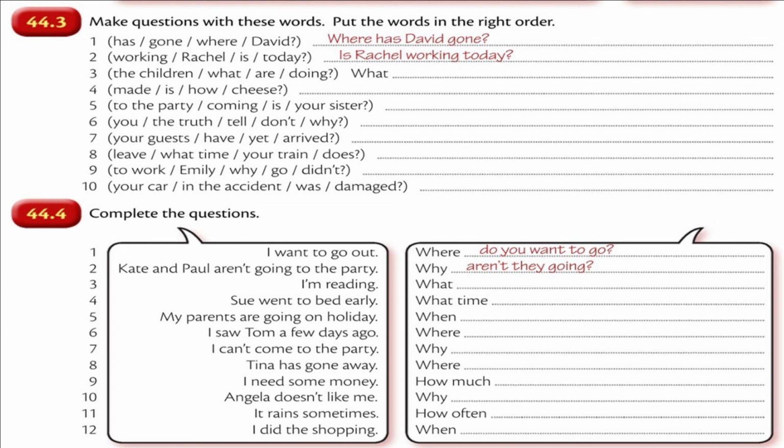Number 9. I need some money. How much money do you need? Number 10. Angela doesn't like me. Why doesn't she like you? Number 11. It rains sometimes. How often does it rain? Number 12. I did the shopping. When did you do the shopping?